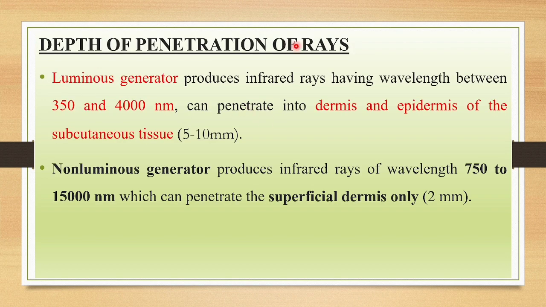So coming to the depth of penetration of infrared rays, a luminous generator produces infrared rays having wavelength between 350 and 4000 nanometer and can penetrate into the dermis and epidermis of the subcutaneous tissue, that is 5 to 10 mm. And a non-luminous generator produces infrared rays of wavelength between 750 to 15,000 nanometer, which can penetrate the superficial dermis only, that is nearly 2 mm. So the depth of penetration is more in a luminous generator compared with the non-luminous generator.